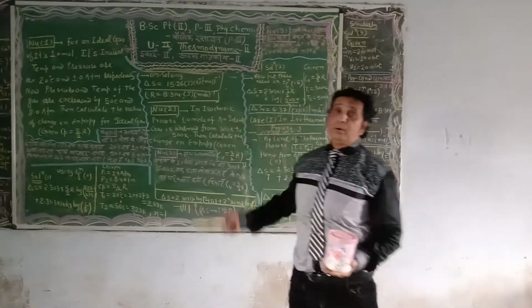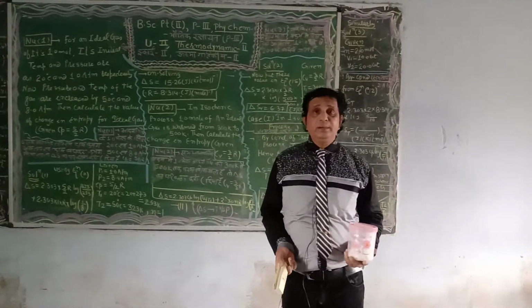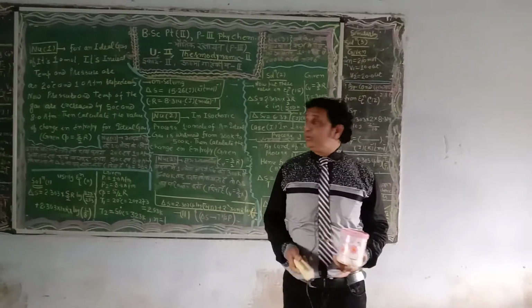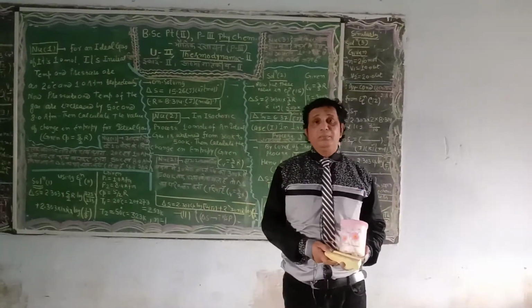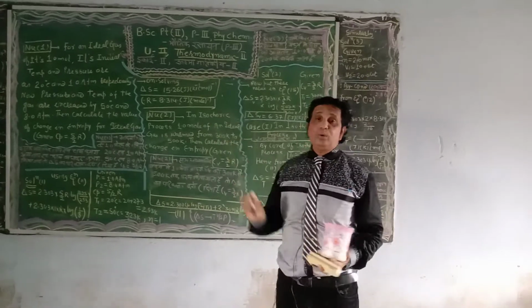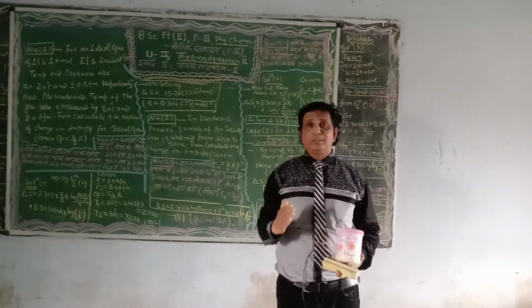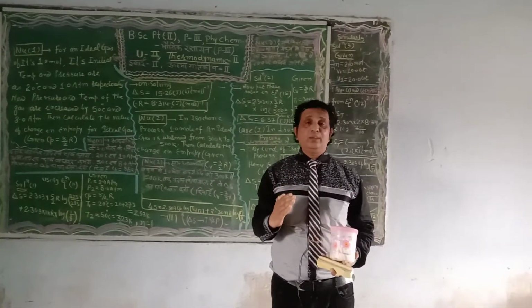Dear students, two important specific conditions are given in numerical number 2. First, this numerical number 2 is an isochoric process. An isochoric process is a process which occurs at constant volume.